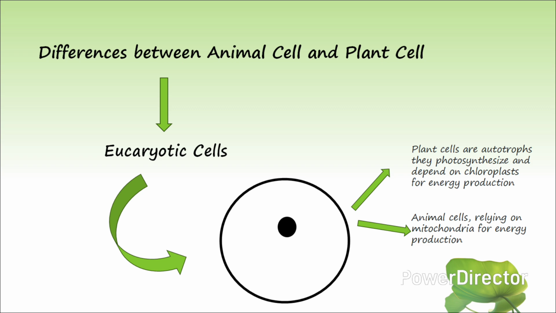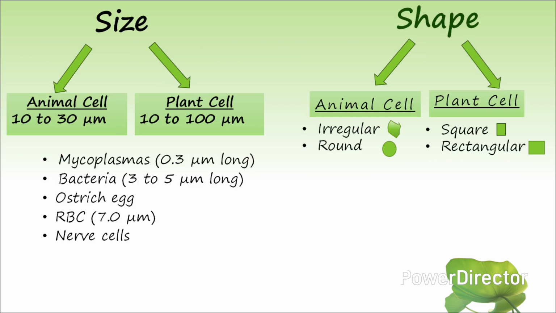Now, coming back, differences. First one is size. Cells differ greatly in size. Animal cells are generally smaller than plant cells. Animal cells range from 10 to 30 micrometer in length, while plant cells range from 10 to 100 micrometers in length. For example, mycoplasmas, the smallest cells, are only 0.3 micrometer long, while bacteria are 3 to 5 micrometer in length.